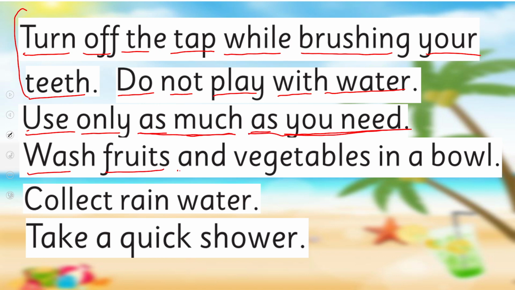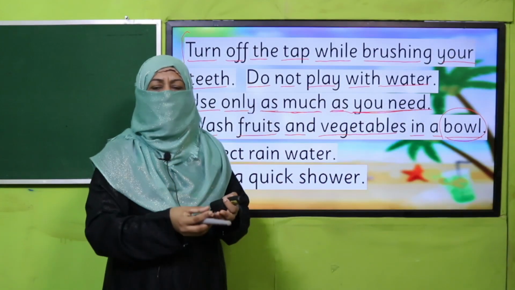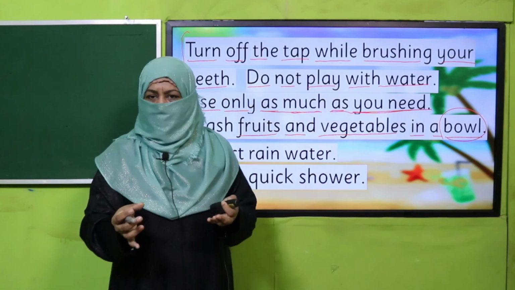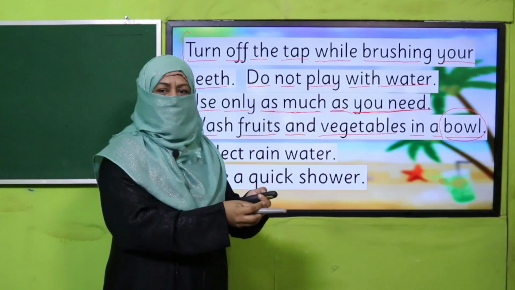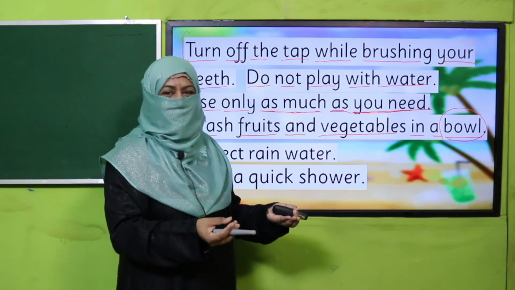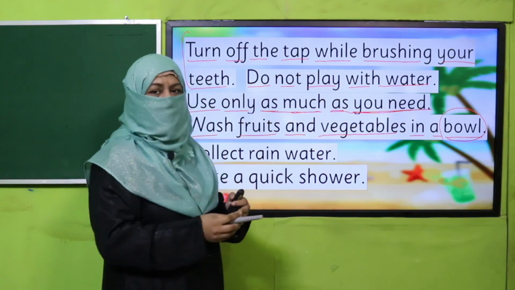Wash fruits and vegetables in a bowl. Means take a bowl or any container so that you need not wash each and every fruit separately. So take water in that and rub the fruit individually and the fruit is good to eat. Okay. So this is how we can save water.